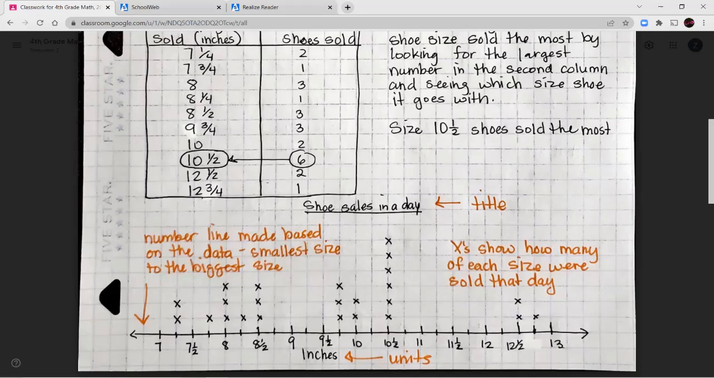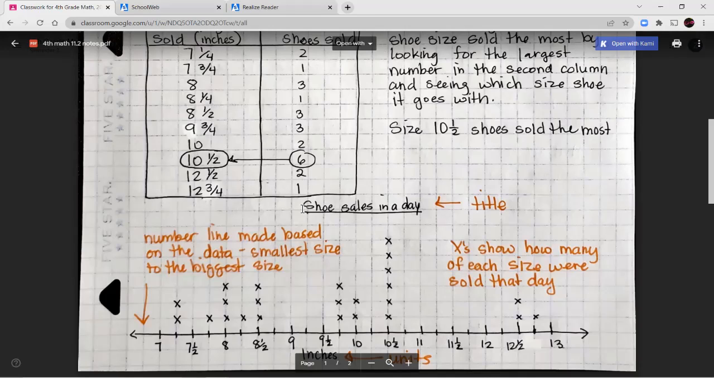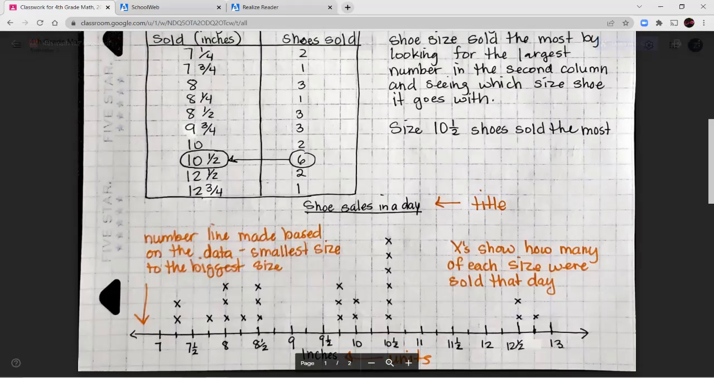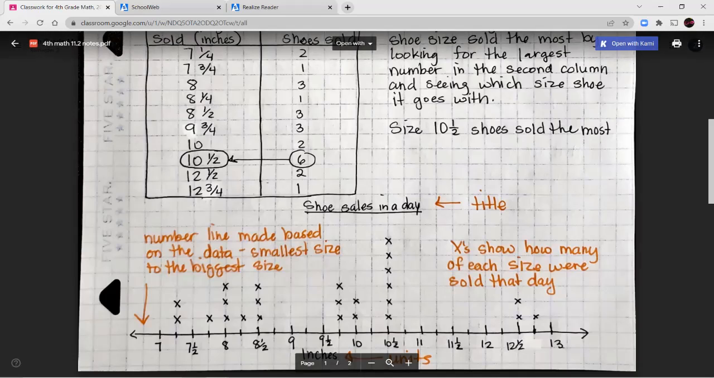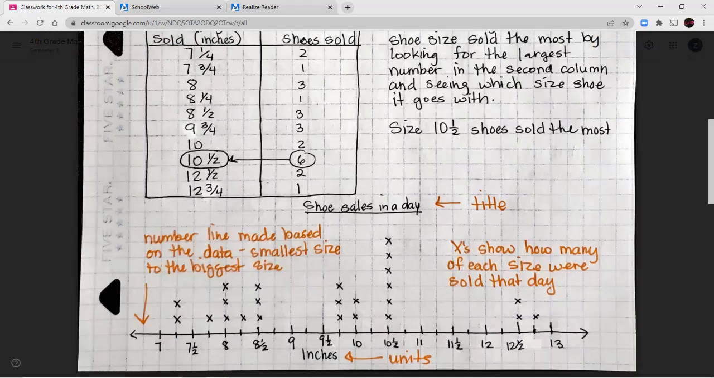And then when I started to record my data, I made sure that those were about the same size marks and they were evenly spaced from each other. So that way I could read my information. So those X's show how many of each size were sold each day.